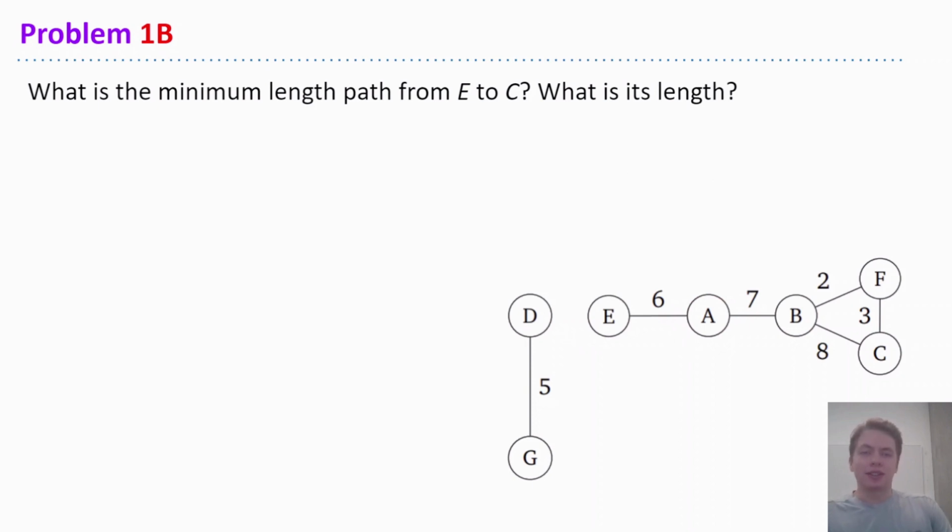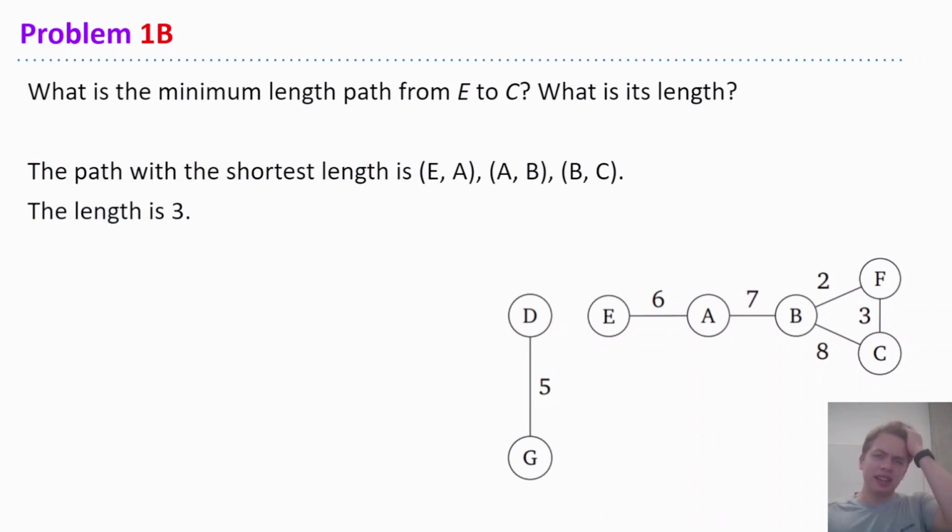And then what is the minimum length path from E to C? And what is its length? And this is different than the number of nodes. It's the least number of edges. So the path with the shortest length would be from E to A to B, and B to C, which is exactly the path with the least number of nodes. But in this case, we're just wanting to choose the path with the least number of edges, which will more likely than not end up being the same path. We count length by the number of edges we took, and we took 3 edges to get from E to C. So this is the shortest length path.